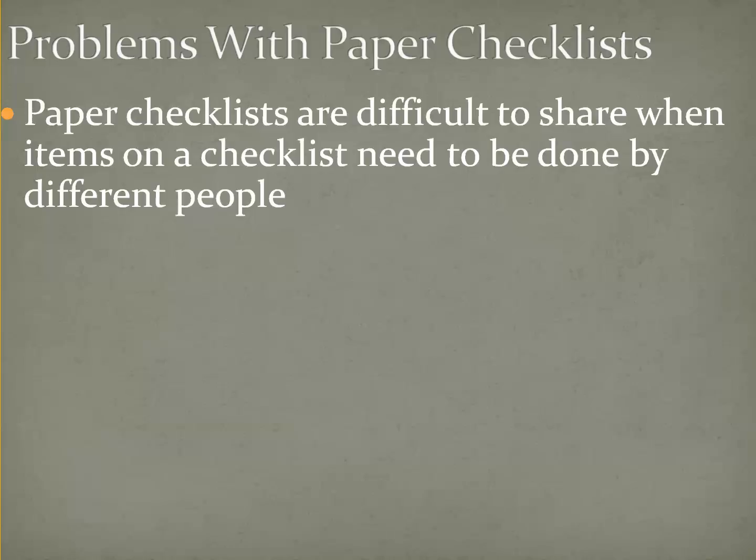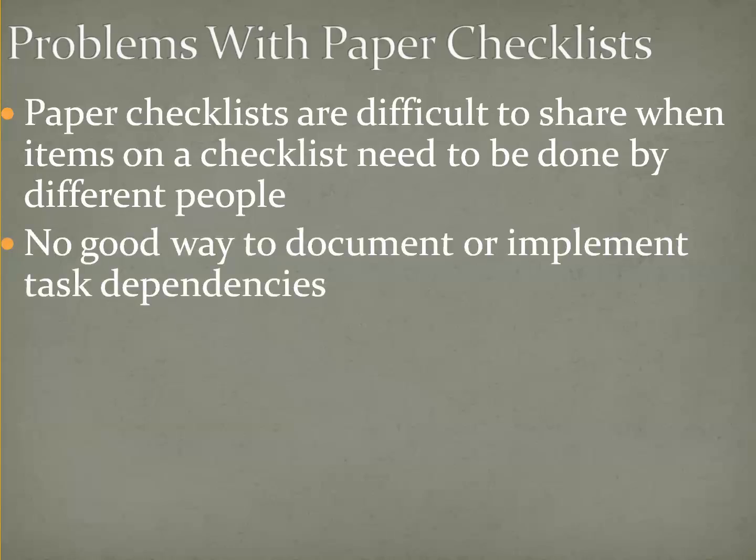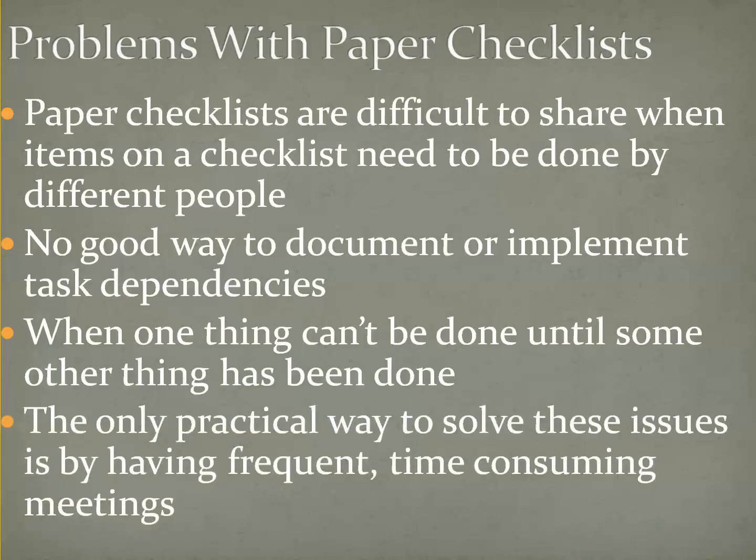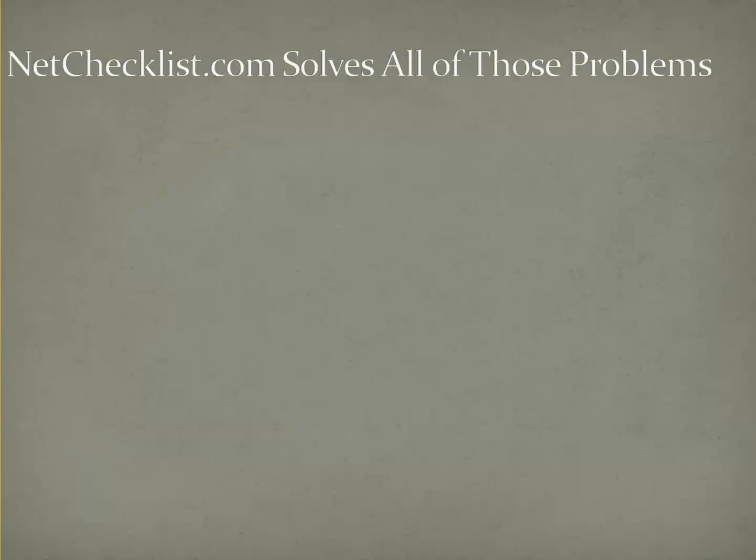So other problems with paper checklists: they're difficult to share when the items on a checklist need to be done by different people. And there's no good way to document or implement task dependencies on a paper checklist. And that is when one thing can't be done until some other thing, or things, plural, has been done first. So the only practical way to solve these issues is really by having frequent time-consuming meetings.